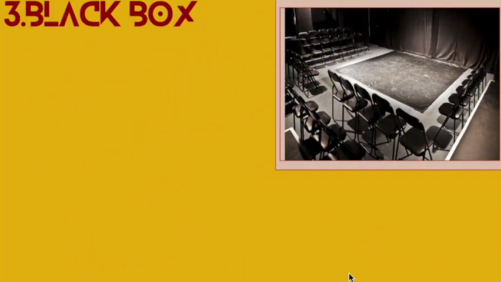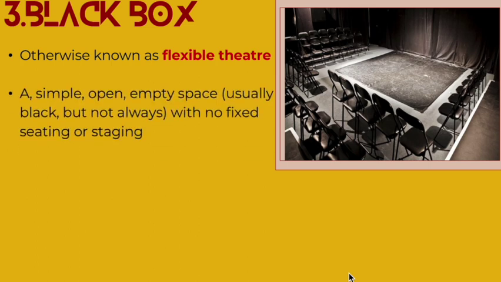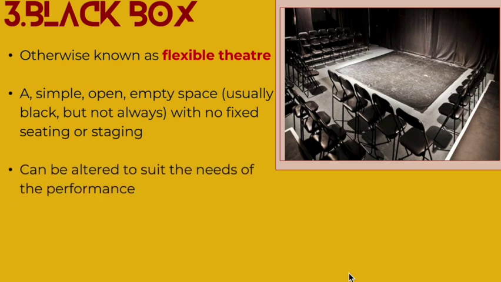The final type of informal theater space, which we have covered slightly as we looked at the big black box in Port of Spain, is black box. This is also known as flexible theater. It is the most flexible type of theater space because it's a simple, open, empty space. It's not always black, but most commonly it is because it's a neutral color. It has no fixed seating or staging, so this means that the seats and the stage can take on any configuration that you want within the bounds of this space. So you can alter it to suit your needs.